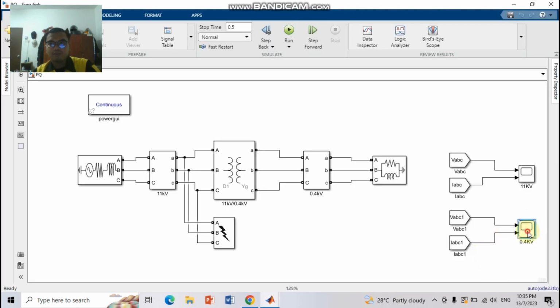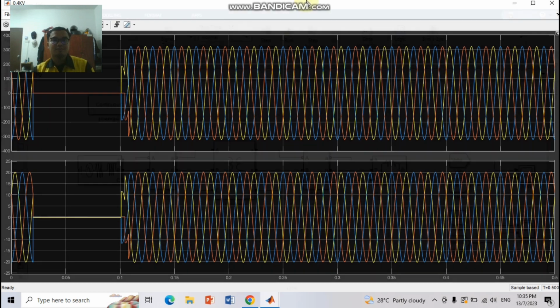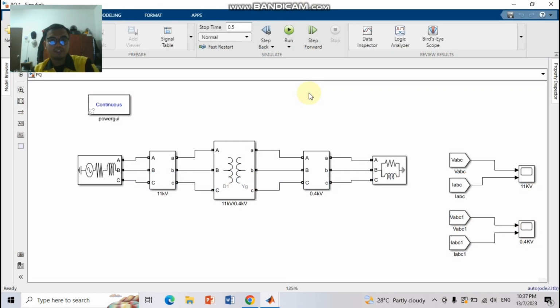And then for the 0.4 kV, which is after the step down in this area, it shows the voltage graph, and the current also. It shows the voltage and current are unbalanced. So for balanced voltage and current, we have to remove the fault. So the fault is not in this simulation, and then we run it.